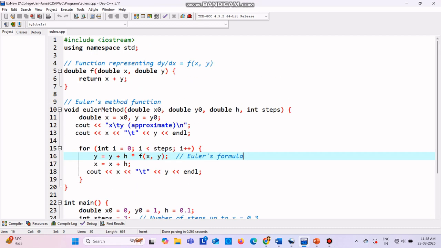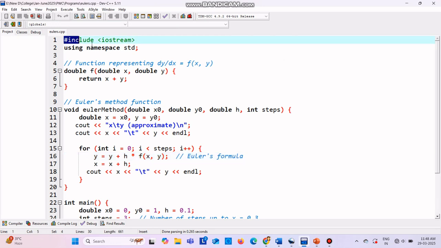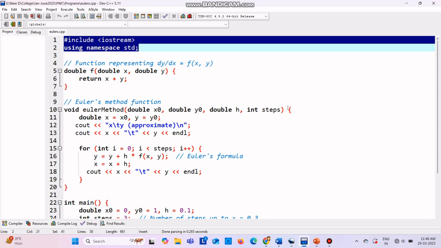So first of all, we will include the header file. I am using iostream and using namespace std. This part we will see later. First, let's go to main.